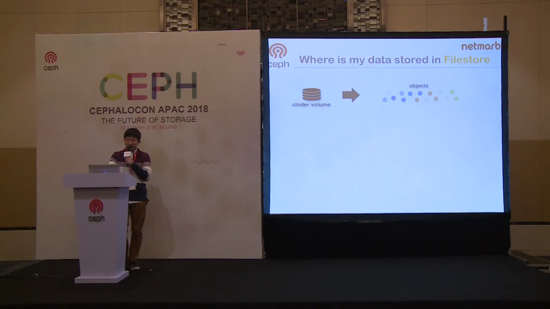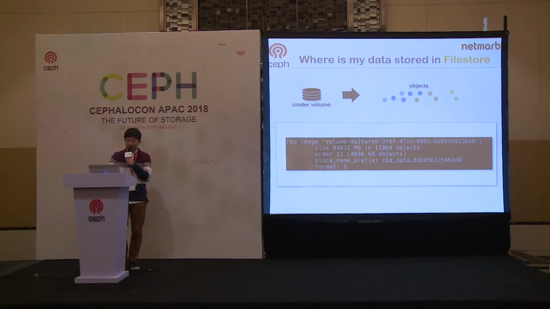Then let's find where the real data of the Cinder volume is stored in the Ceph storage. There is a Cinder volume created by a user. The volume is divided into RADOS objects of the same size. In Ceph, RBD volumes will be created in the Ceph volumes pool. The RBD volume is divided into 4 MB RADOS objects. The names of all RADOS objects in the RBD volume start with rbd_data and a unique ID.